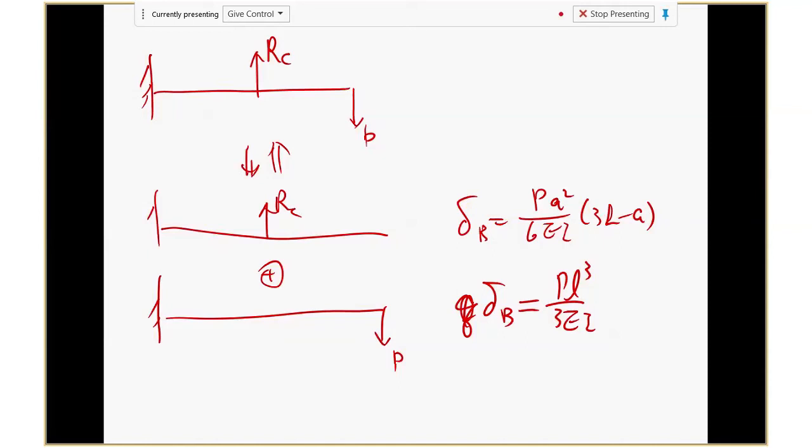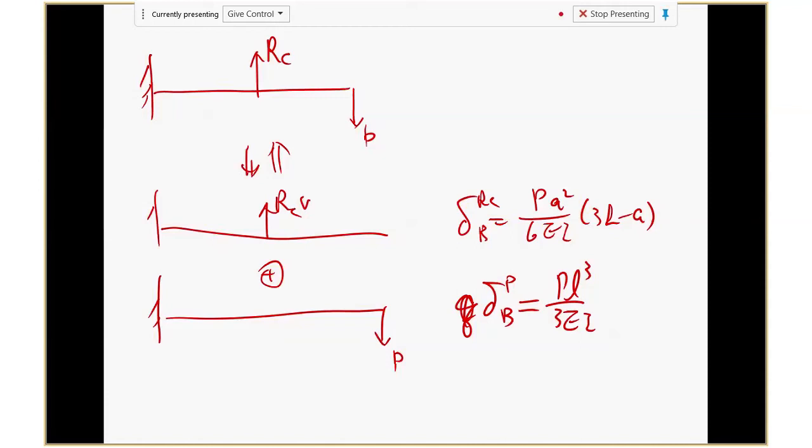Which part moves very specially, right? When this moves this way, the RC will equal to the original problem. So this is the delta B from the load RC. This is the delta B from the load P. Okay, so what's the compatibility we can use?